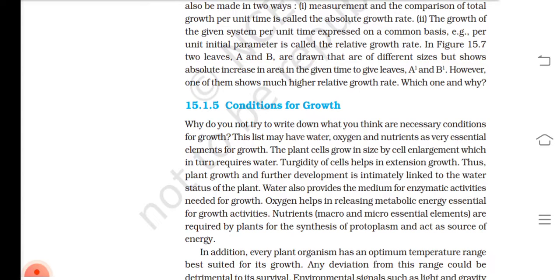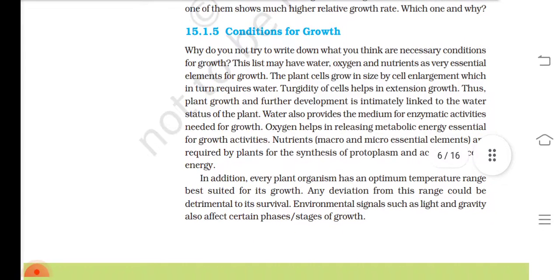15.1.5 Conditions for growth. Why do you not try to write down what you think are necessary conditions for growth? This list may have water, oxygen and nutrients as very essential elements for growth. The plant cells grow in size by cell enlargement, which in turn requires water. Turgidity of cells helps in extension growth.